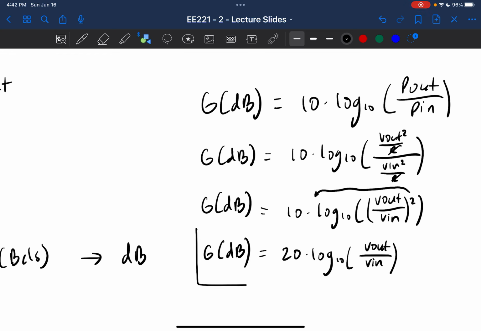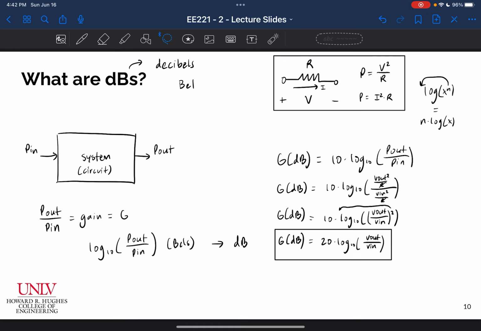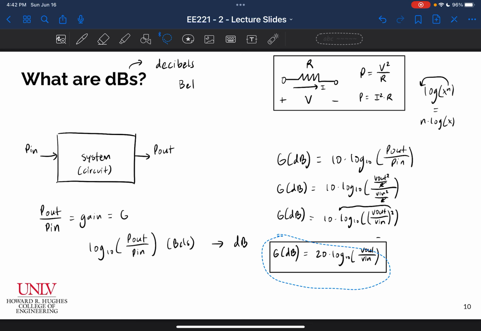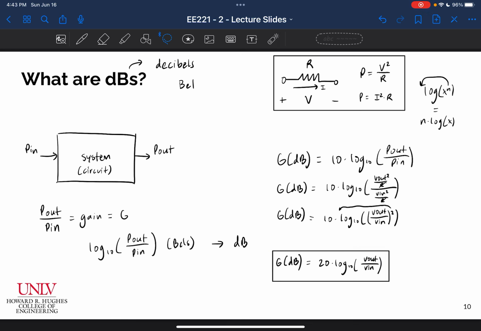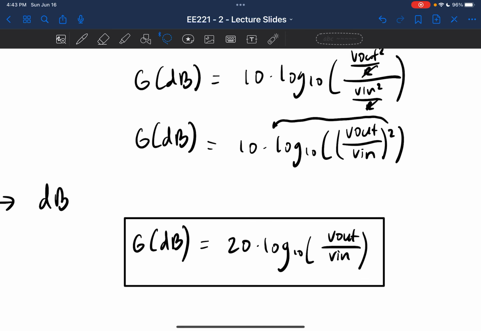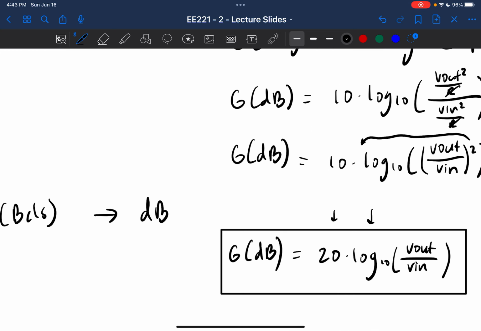And so this right here is the key to Bode plot magnitudes. When we do a Bode plot so that we can get these nice straight line plots, we're going to take our V out over V in that we found, and we are going to take 20 multiplied by the log of that ratio. And that is going to give us our gain in dBs, okay?